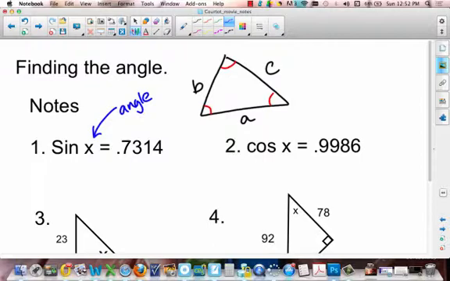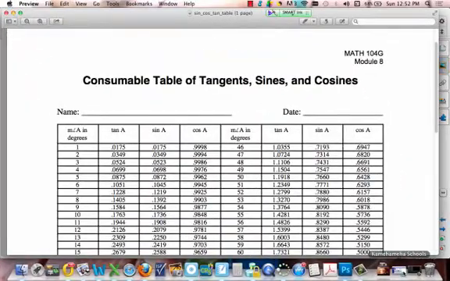There's two ways that you can solve this. The first is on my blog site, I put this table here for you. It's called the Consumable Table of Tangents, Sines, and Cosines. What you can do is look on this table, and here you have your angles, and then here I have the sine of those angles, right?